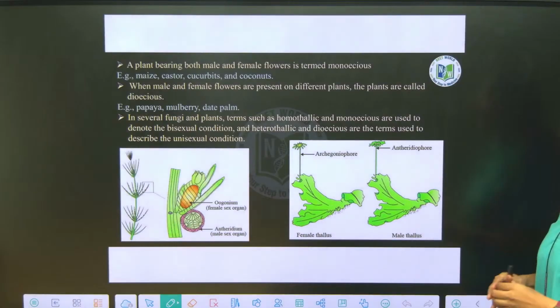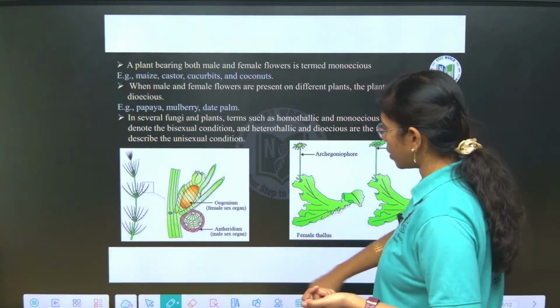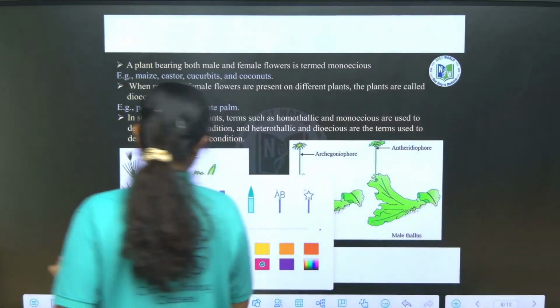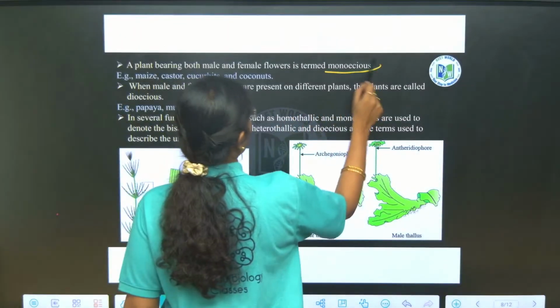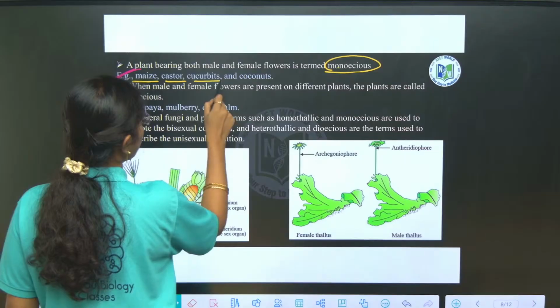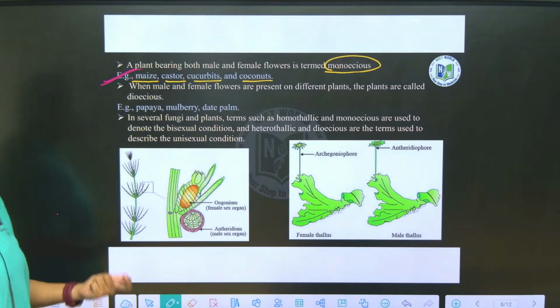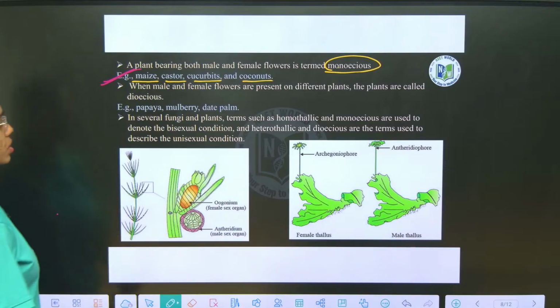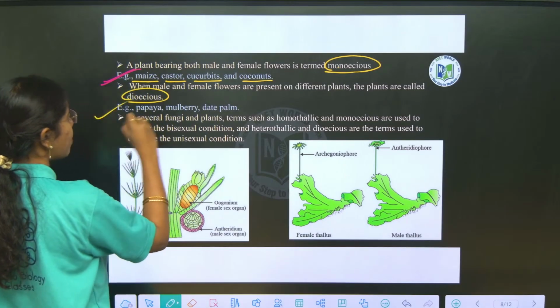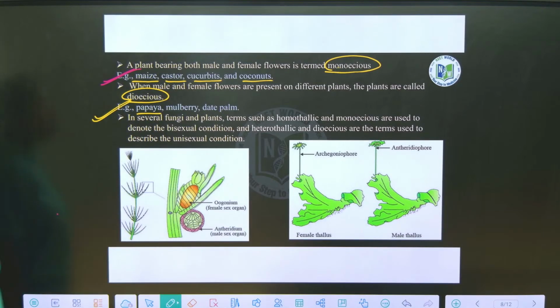Next, a plant bearing both male and female flowers is termed as what? Monoecious. Such plants are termed as monoecious plants. Examples include maize, castor, cucurbits and coconuts. Next, when male and female flowers are present on different plants, that is dioecious, and the examples are very important. Examples: papaya, date palm and mulberry.